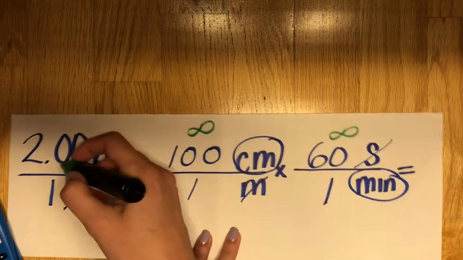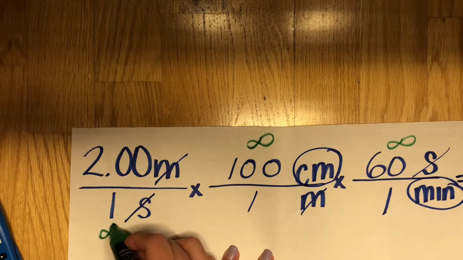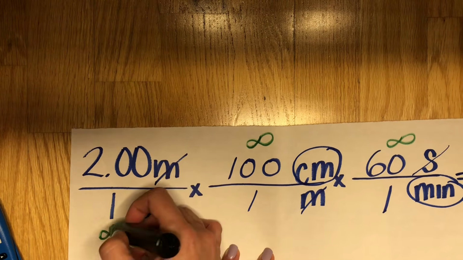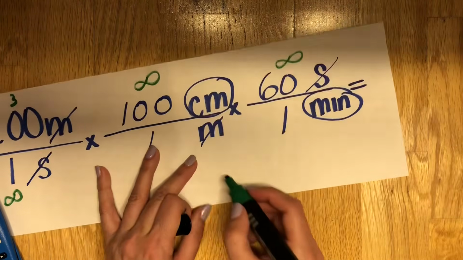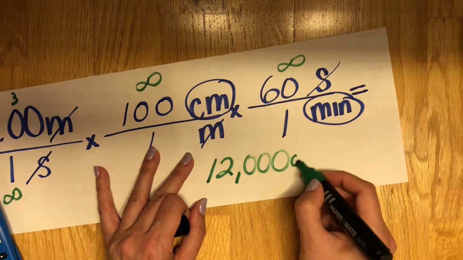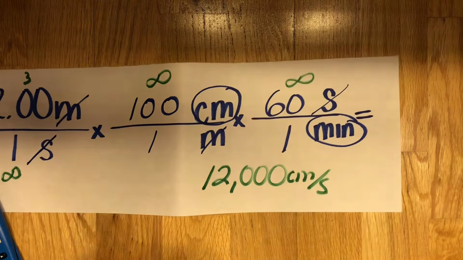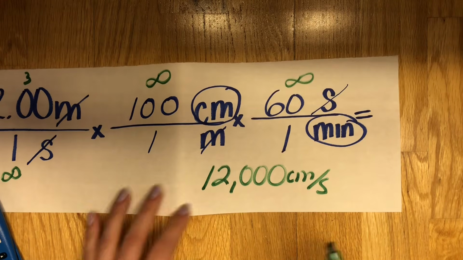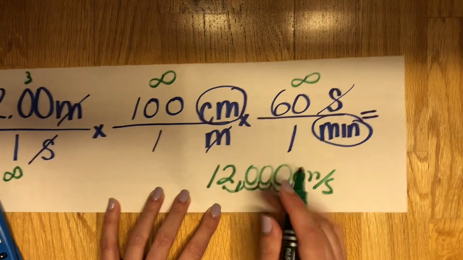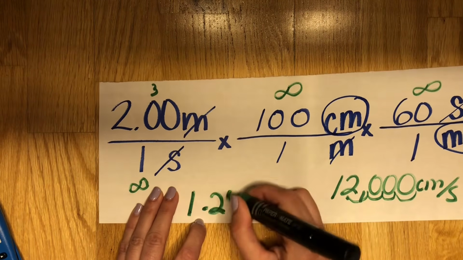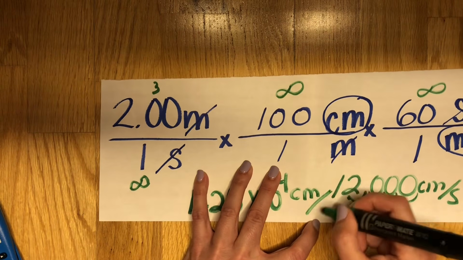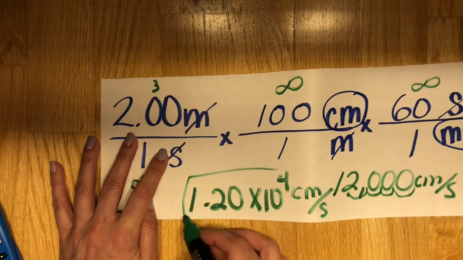Remember again, conversion factors are considered infinite. That 1 is considered infinite. And that 2.00 meters is my actual measurement, not that 1 second. So I have 3 sig figs. So I have 12,000 centimeters per second. And I notice that that has the wrong number of sig figs. That only has 2. So I have to put it in scientific notation. So 1, 2, 3, 4. So that's 1.20 times 10 to the 4th centimeters per second. And that's my answer.